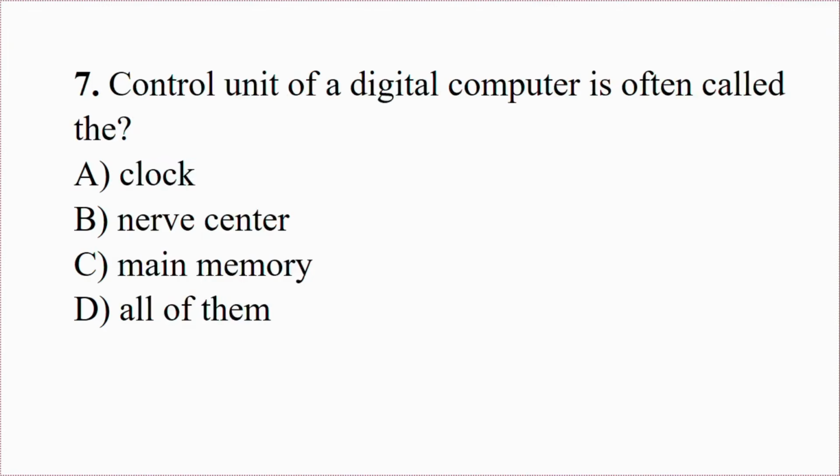The next question is: the control unit of a digital computer is often called the A. Clock, B. Nerve center, C. Main memory, D. All of them. The correct answer is option B, that is nerve center.